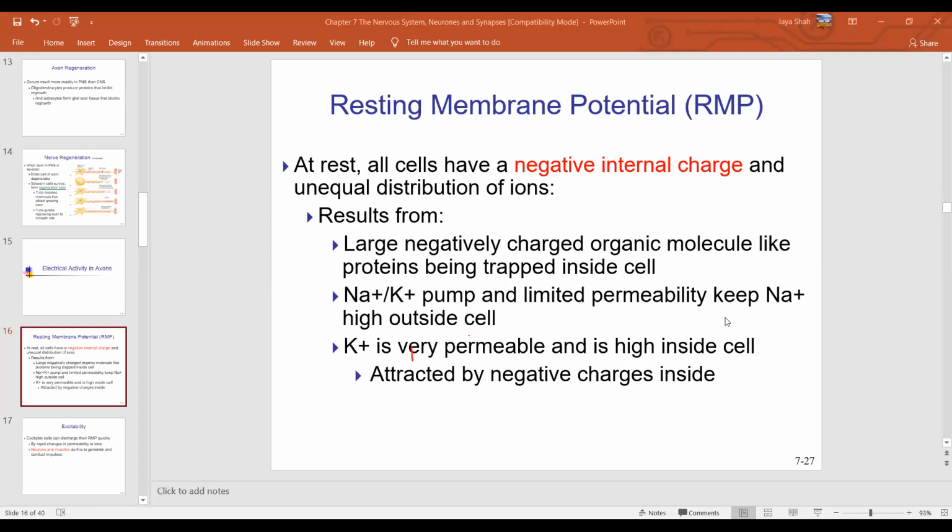What does the sodium potassium pump do? When this pump starts pumping in the plasma membrane, it pumps 3 sodium out and takes 2 potassium inside. So if you pump 3 positive out and only take 2 positive in, what will happen? You'll have more positive outside and you create negative inside. Are you following me? And then on top of that, potassium is very permeable and is high inside the cell, because potassium is positive and inside the cell it is always negative, which attracts the potassium inside. So the summary is that the inside of the cell is more negative.